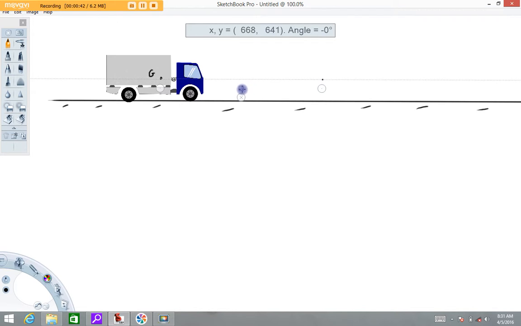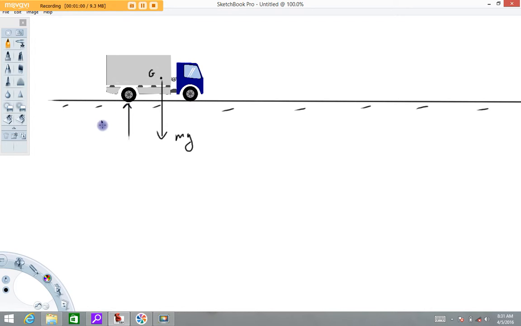First force I tend to want to put into my free bodies is the gravitational force. So in this example, the gravitational force is down, mg. We've got a pair of normals, one at the back tire, one at the front tire. So I'm going to put a normal up. There's my normal at the back tire. We've got another normal over here at the front tire. Not worrying about the relative lengths of them right now.